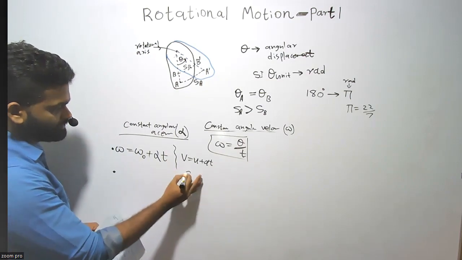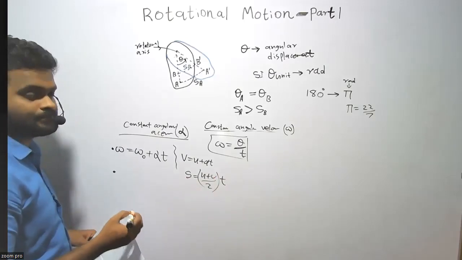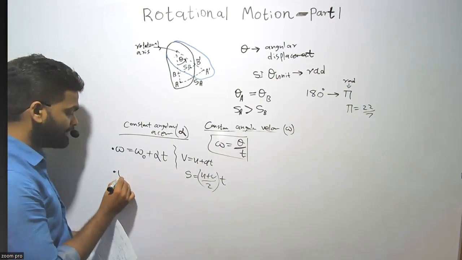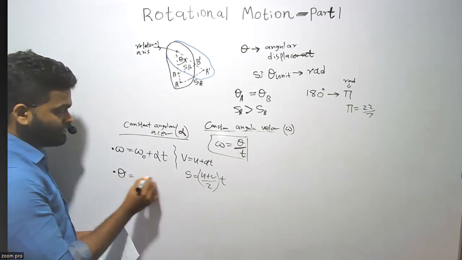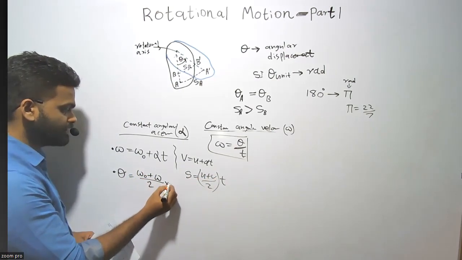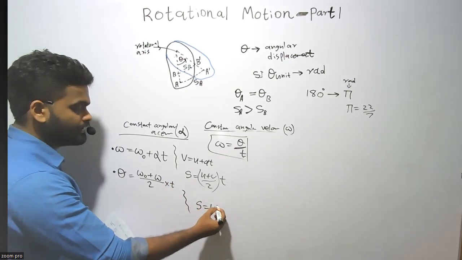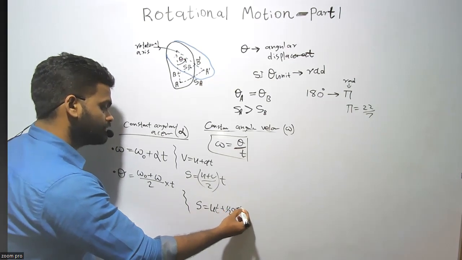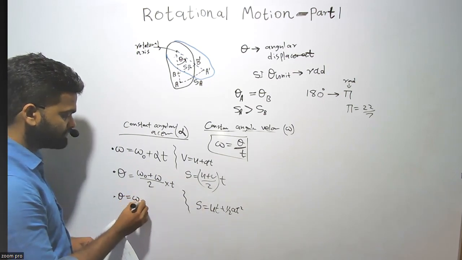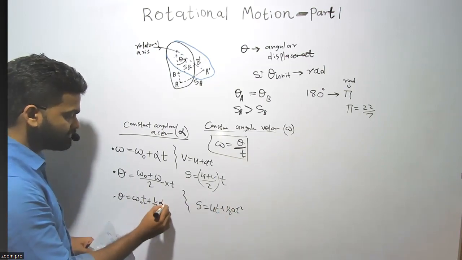Then what is the other equation? This one in linear motion, s is linear displacement, but you need to have angular displacement, which is theta. So theta equals omega naught plus omega divided by 2 times t. Then another one we have ut plus half at squared. When you convert that, theta equals omega naught t plus half alpha t squared, right?